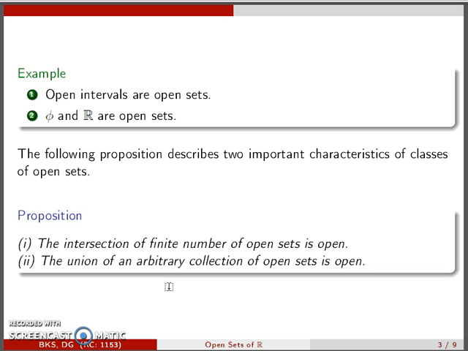Open intervals are open sets. Try to verify using the definition. Empty set, there's nothing to verify. The set of real numbers, these are open. The following proposition describes two important characteristics of classes of open sets. The intersection of a finite number of open sets is open. The union of an arbitrary collection of open sets is open. So given any number of open sets, you can only take a finite number of intersections. On the other hand, you can take arbitrary unions.